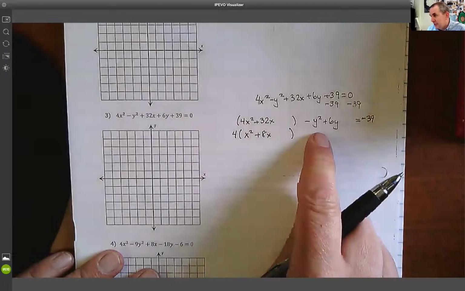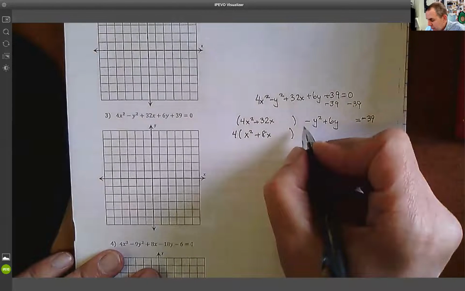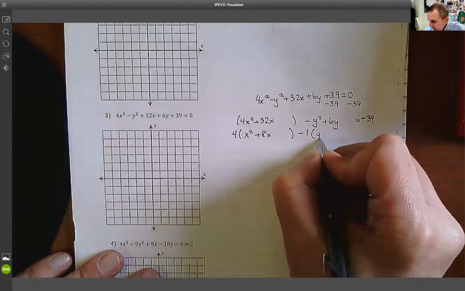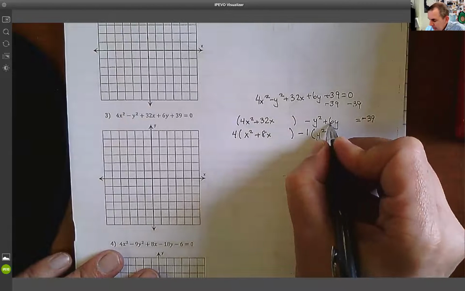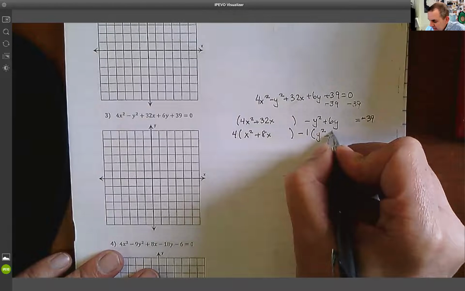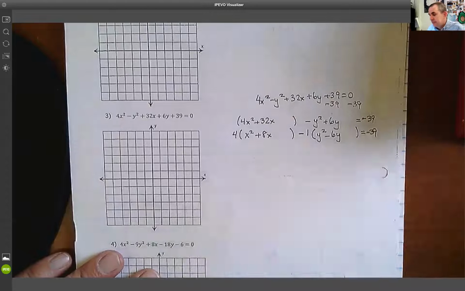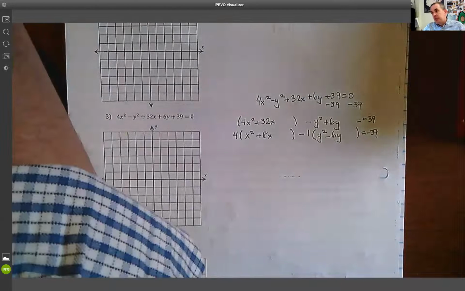On this one, we actually can factor something out. In this case, we're going to be able to factor out a negative 1. So when I do that, it's going to leave me y squared. But now when I factor a negative 1 out of here, the second term is going to become minus 6y equals negative 39. And now we're going to complete the square.